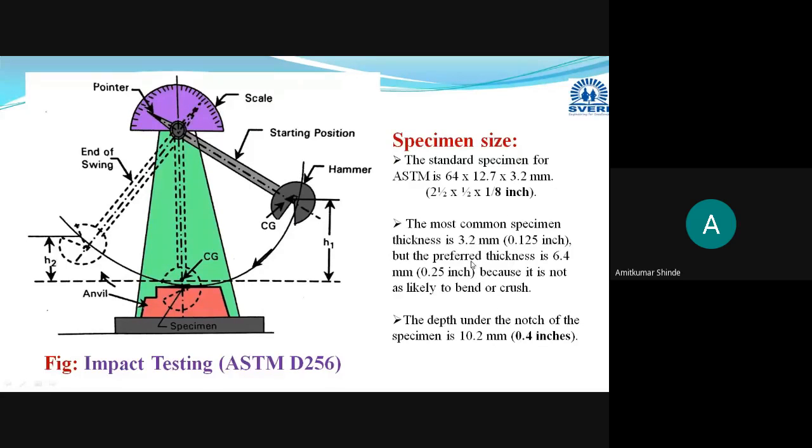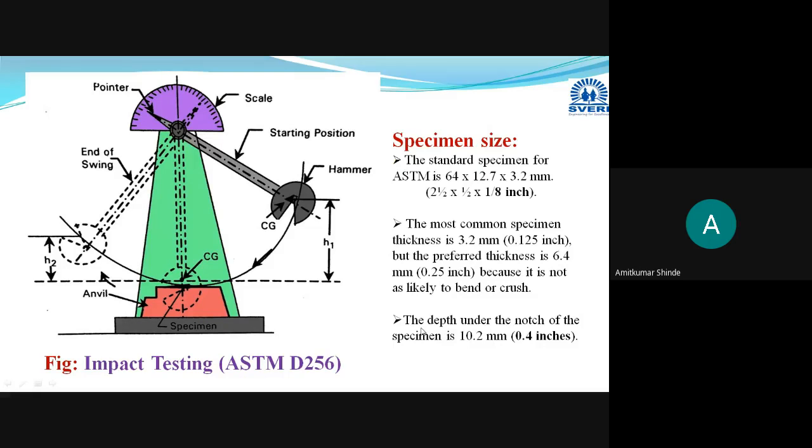Then the most common specimen thickness: this 3.2 is nothing but the specimen's thickness. This is the commonly used one, and sometimes you can go for 6.4 millimeter also. Why do we use this larger thickness? Because sometimes with the minimum thickness, the component may get bent. To avoid that, sometimes you have to go for the larger thickness.